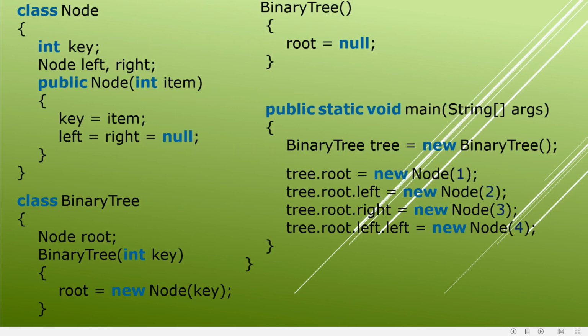This is our program for inserting values in a binary tree structure. How are we going to insert these values in a binary tree? As I said, first we need to create a node. For that, class Node with int key. Objects of class type Node are left and right. Public Node(int item), key equals item, left equals right equals null.